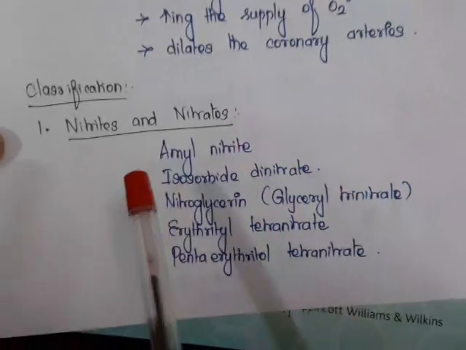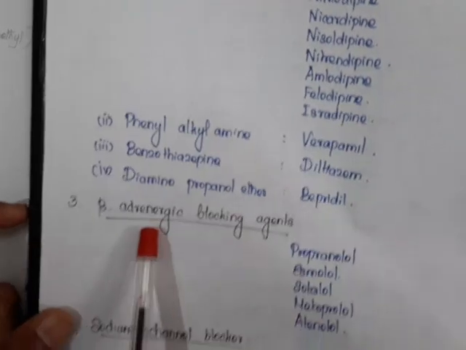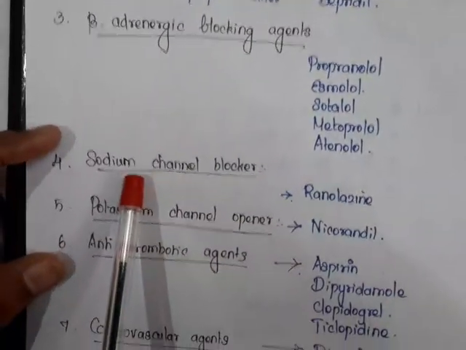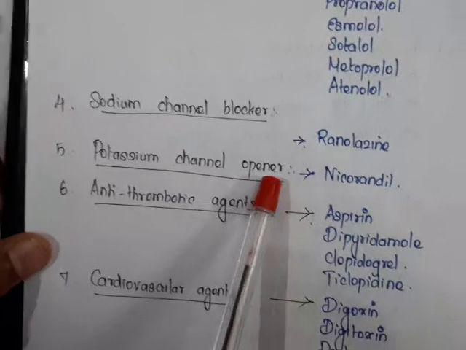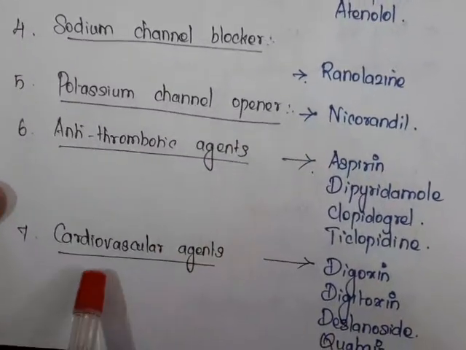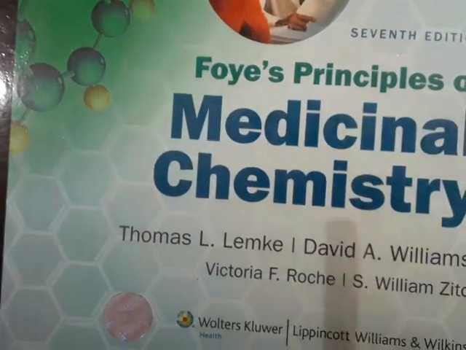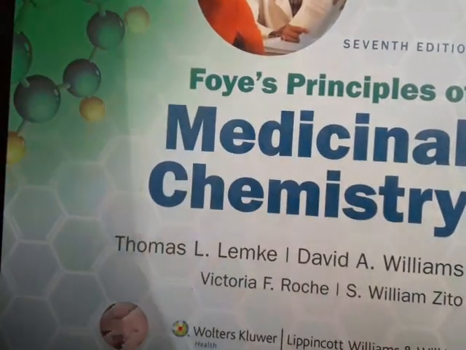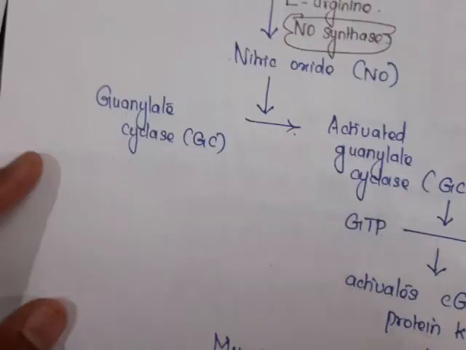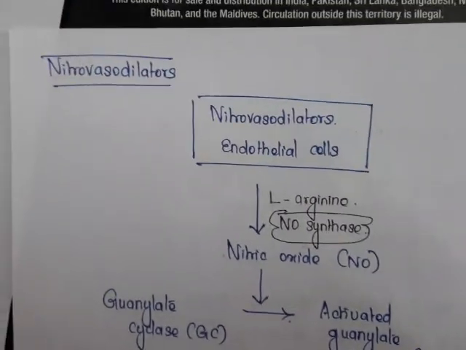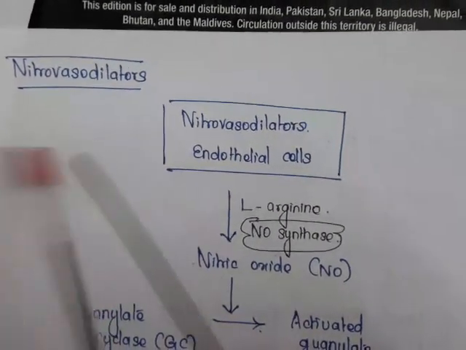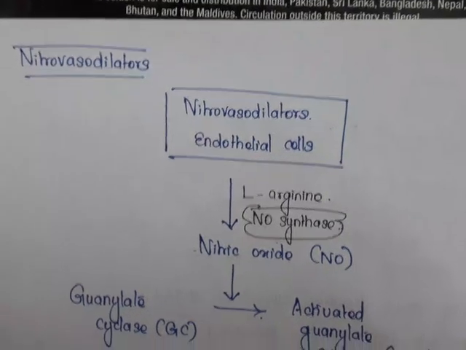So how many types are there under anti-anginal agents? First one is nitrites and nitrates. Second one, calcium channel blockers. Third one, beta adrenergic blocking agents, then sodium channel blockers, potassium channel openers, antithrombotic agents and cardiovascular agents. Now we will see the first one, that is nitrovasodilators. Under nitrovasodilators, nitrites and nitrates come.